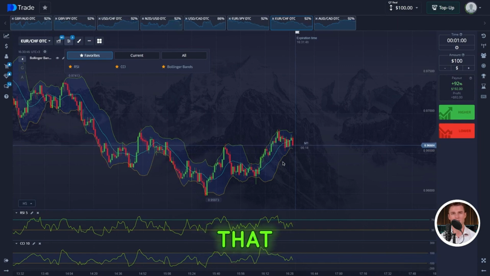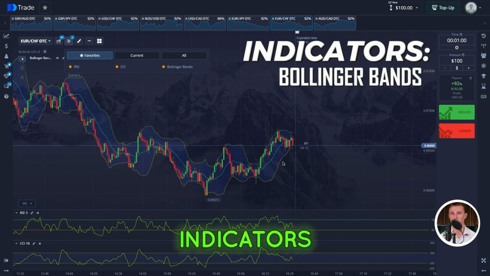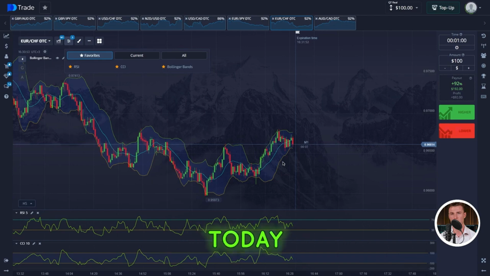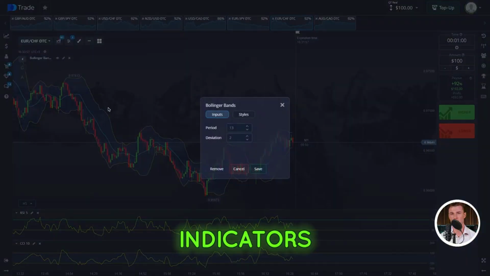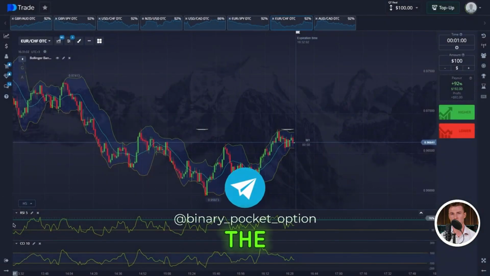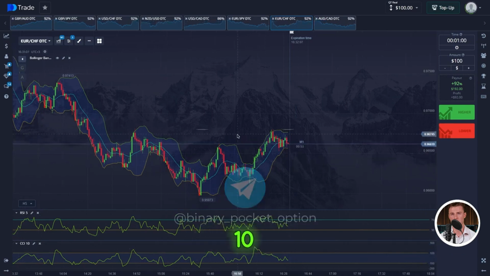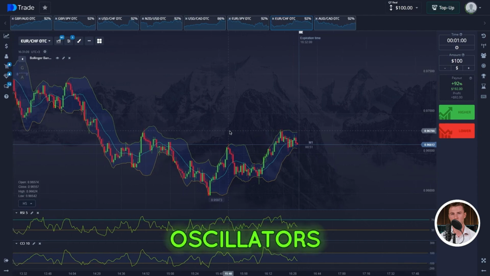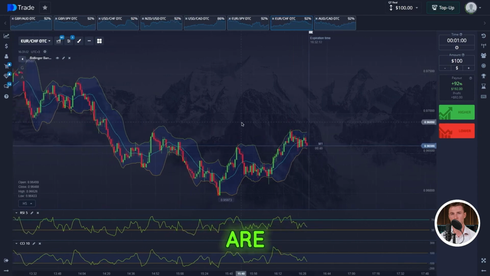I'm sure that the Bollinger Bands indicator and two oscillators, CCI and RSI, are being analyzed today. According to the settings of our Bollinger Bands indicator, we set the period 13 deviation 2. The RSI, we set period 5. CCI is set to period 10. It is these settings of our oscillators that will be set today, and these are the most optimal settings when trading on a minute time frame.